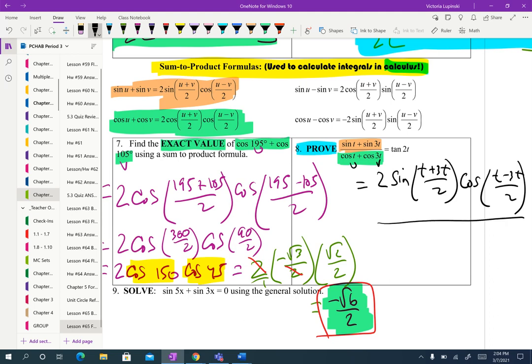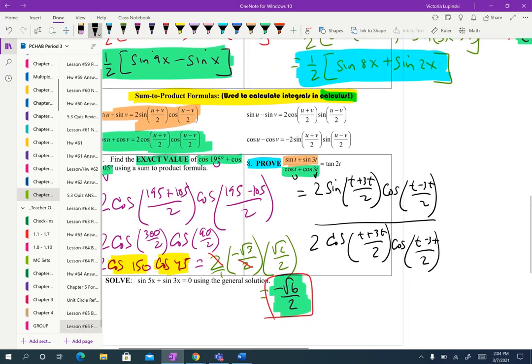Now I'm doing cosine plus cosine, so that's 2 times the cosine of t plus 3t over 2 times the cosine of t minus 3t over 2. And then from here, without even calculating certain things, I can see that some of the things are canceling. So I can cancel these 2's. I can cancel the cosine of t minus 3t over 2 with itself, because there's one on the top and one on the bottom. If I calculate the numerator, I'm going to get the sine of 4t divided by 2, which is the sine of 2t. On the bottom, I'm going to get the cosine of 2t.